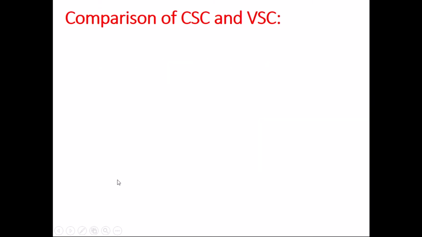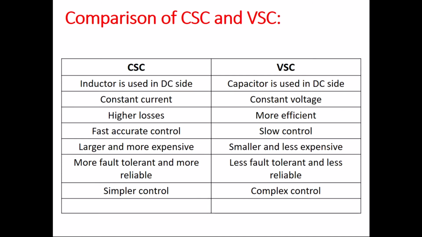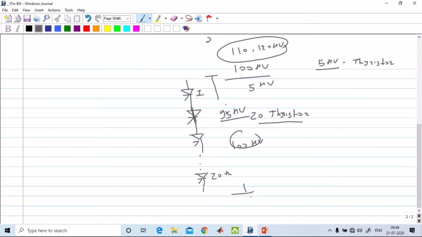So let's compare both these converters, a technical comparison between the CSC and VSC. We use an inductor at the DC side in the CSC, which provides constant current, whereas in the VSC we use a capacitor, which provides constant voltage. CSC has high losses. The reason is that in the HVDC line, the current through the conductor is constant, because we operate in constant current mode. So I remains constant, and your I square R loss also remains constant in the HVDC system.